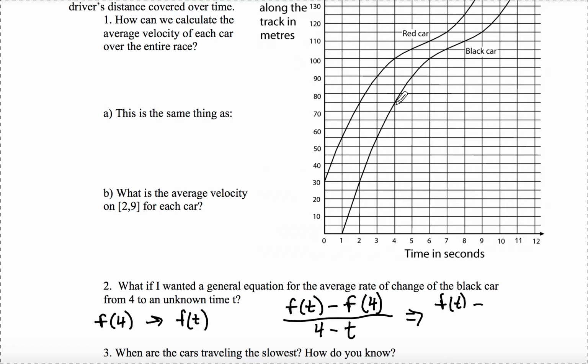So this might translate into something like f(t) minus f(4). At 4, our black car looks like it's at 75 meters, over 4 minus... or I made a mistake there. Let's back up for a second. If I did f(t) minus f(4), that means my denominator needs to be t minus 4. Sorry about that. Which means over here, I would also have t minus 4. Now this is just a generalization of our average rate of change. Up here I was using concrete numbers, ending point minus starting point over ending time minus starting time. But if we don't know the ending time, I can just leave it general like this. We'll see something similar to this pop up, which is why I want to bring it up now.